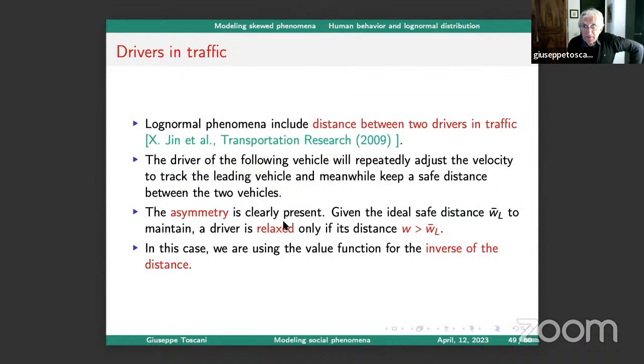Drivers in traffic. It has been noticed that the distance is given by a certain log normal distribution. And there is some asymmetry present. You have an ideal safe distance that you have to maintain, and so you are relaxed when you are far, and you are not relaxed when you are too close. In this case, we are not using the classical asymmetry, it's a reversed asymmetry, but the value function for the inverse is of the same type, as I said. And so also in this case, you obtain a log normal distribution.